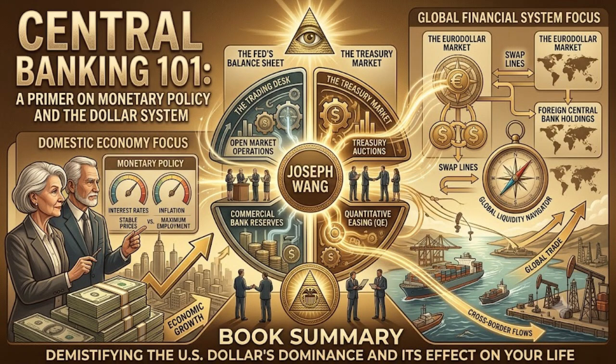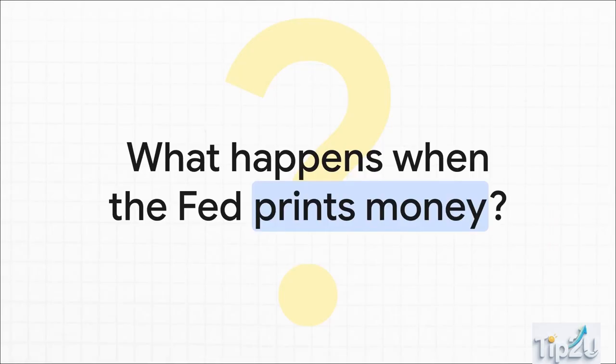Welcome to The Explainer. Today, we're diving straight into the hidden machinery of global finance. We're not just looking at the surface level stuff you catch on the evening news. Oh no, we're going into the actual physical plumbing of the global financial system, the very mechanics that dictate the flow of money worldwide. So let's kick things off with a massive question. What actually happens when the Federal Reserve prints money?